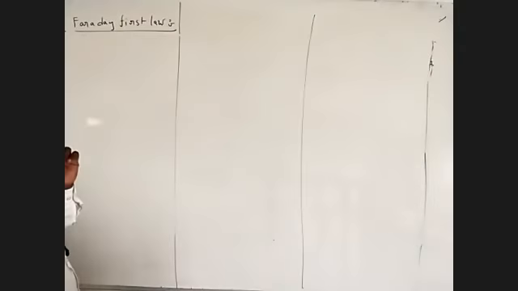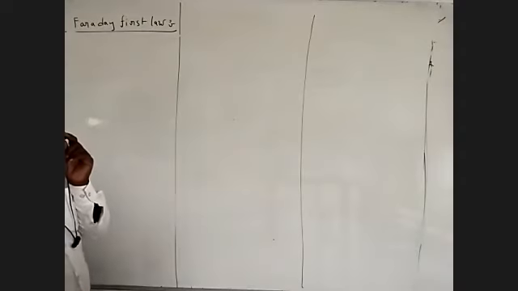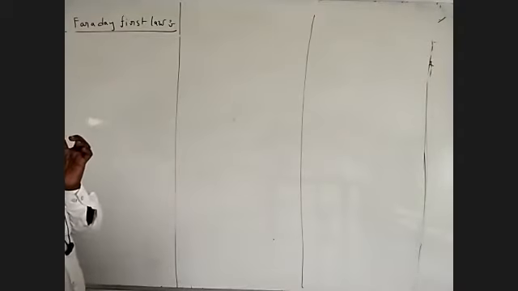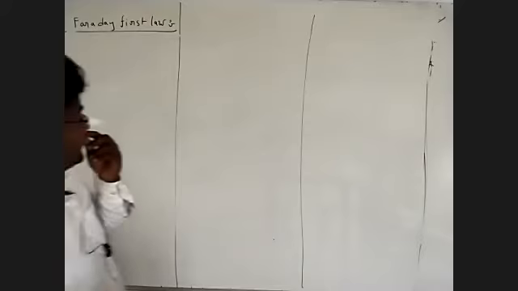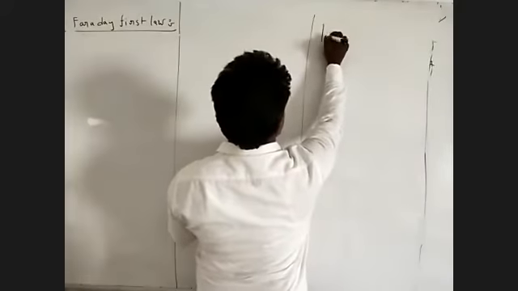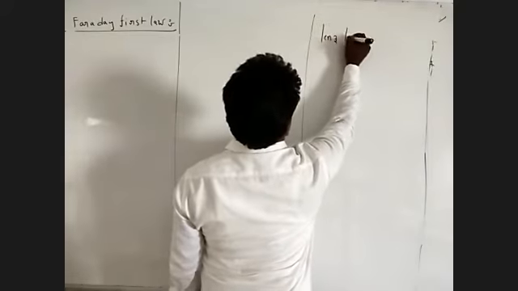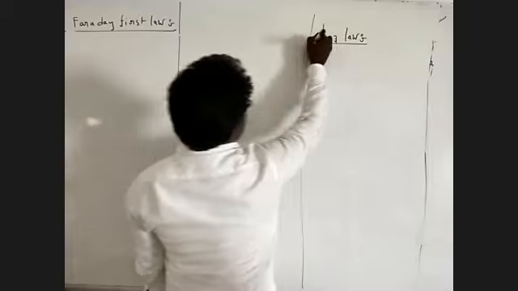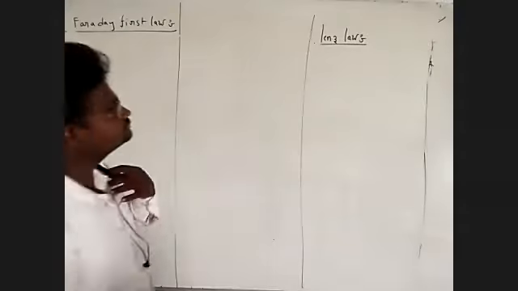Whenever the magnetic flux linked with a coil changes with respect to time, the induced EMF and induced current set up in the coil is called Faraday's first law. Next, Lenz's law. What is the meaning of Lenz's law?